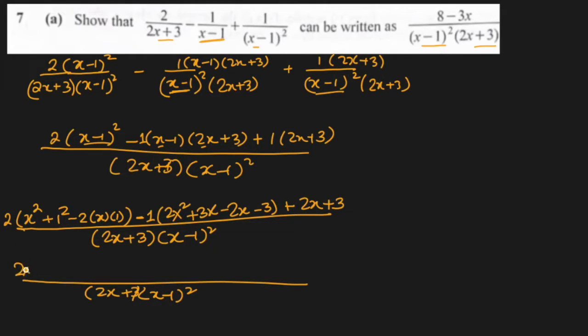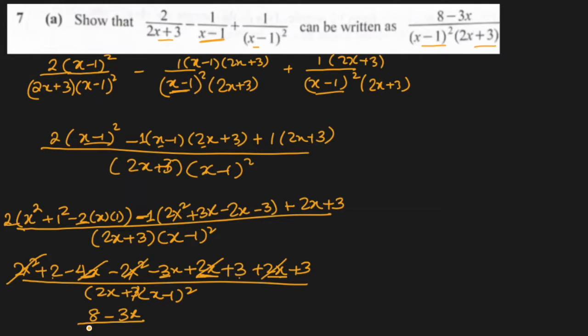So we get here 2x square plus 2 minus 4x. Yeah, 2 times 2 is 4. Minus 2x square minus 3x. All are changing sign because of this minus 1, okay? Plus 2x plus 3 plus 2x plus 3. All right. 2x square and 2x square cancel out. Minus 4x will cancel with this 2x and this 2x because they are 2x plus 2x, 4x. And we have minus 4x here. Gone. 2 is a number, plus 3, 5, plus 3, 8. Okay, minus 3x is the only one left.